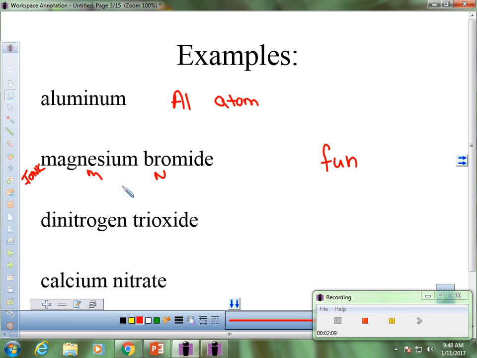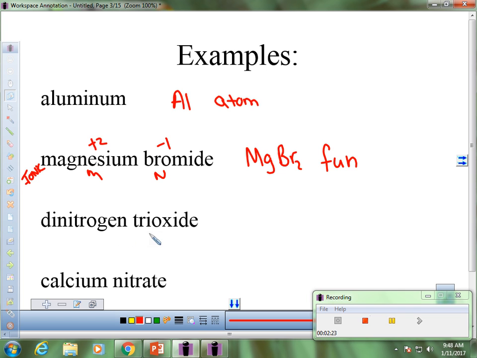But we need to practice writing the formula. So magnesium's oxidation number is +2. Bromine or bromide is a -1. And we're going to switch those. So it's going to become Mg1Br2. We want to get ready and be able to write those formulas.